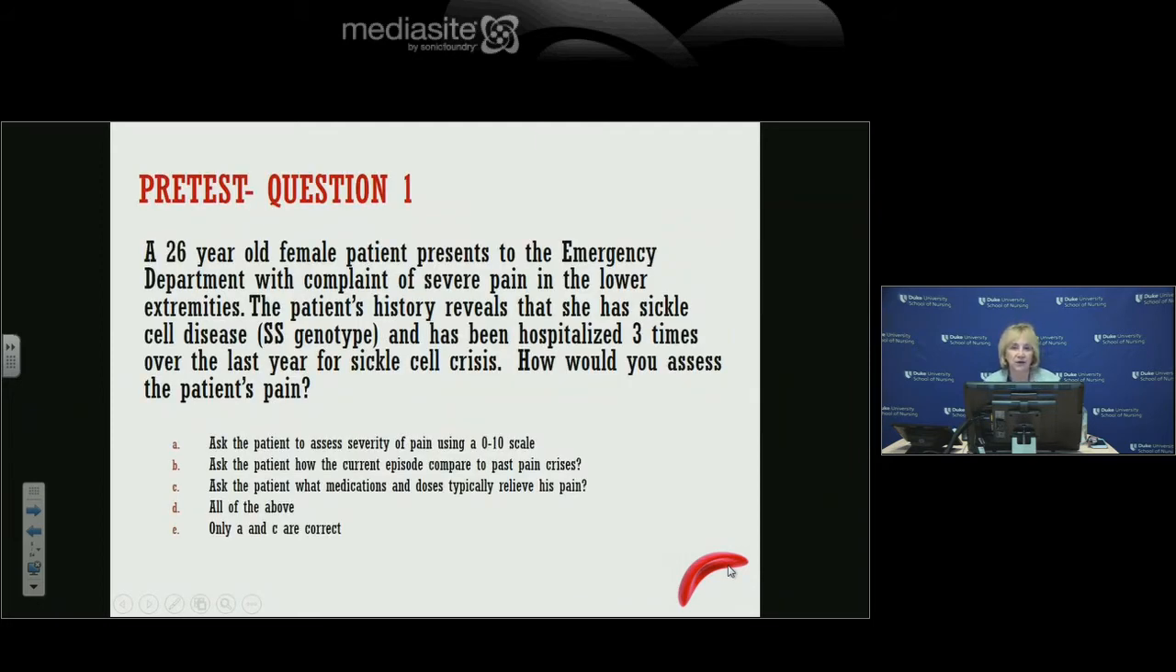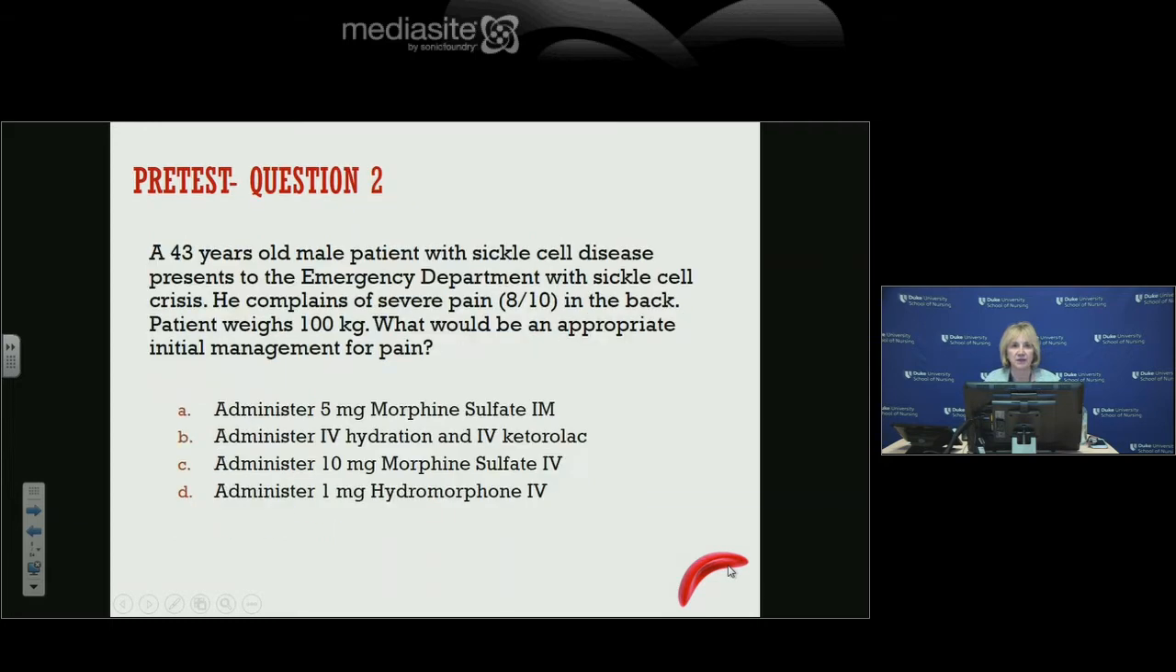So before we get started, there's a couple pre-test questions for you to ponder. This is a 26-year-old female coming to the emergency department with severe pain in the lower extremities. She has SS genotype and has been hospitalized 3 times in the last year for sickle cell crisis. So how would you assess their pain? You can see the answers here, and we'll come back to these at the end of the presentation.